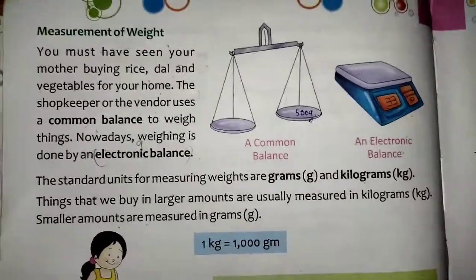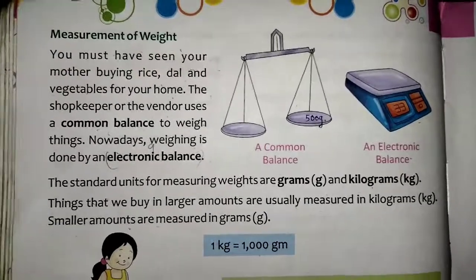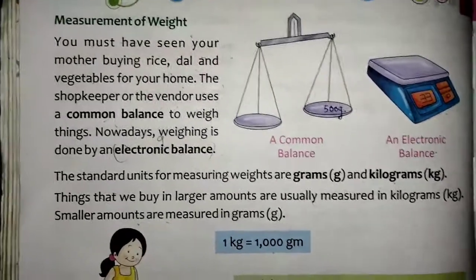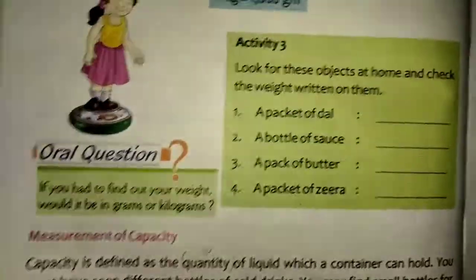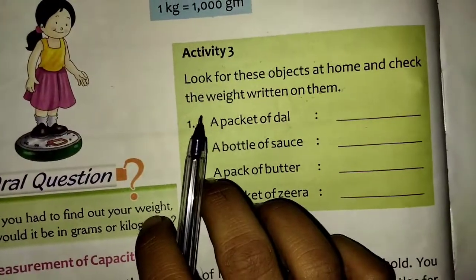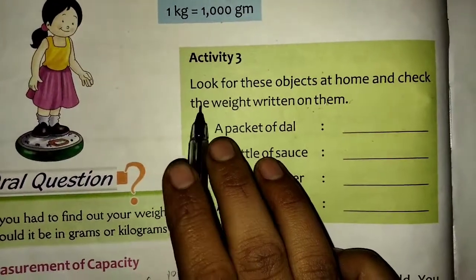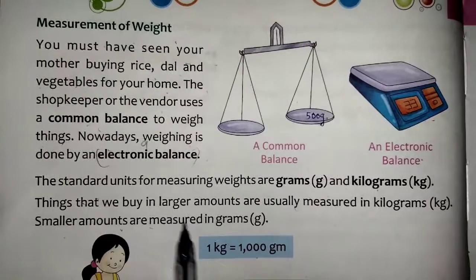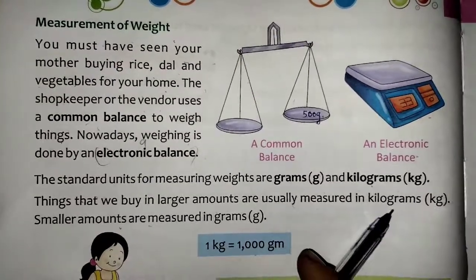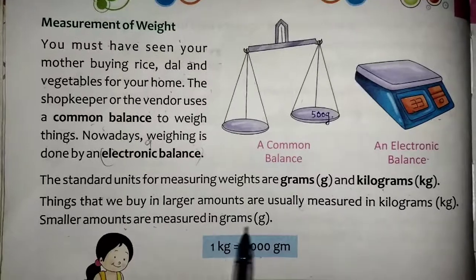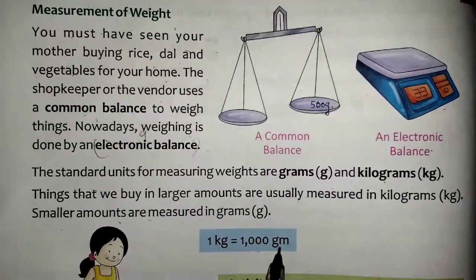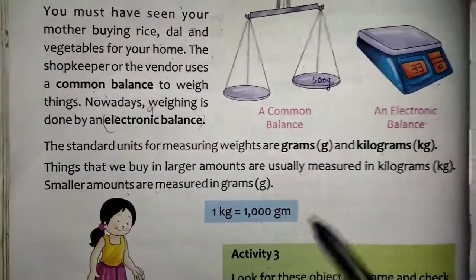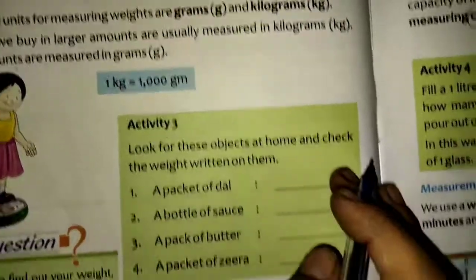You have to know this calculation. 1 kg is equal to 1000 gram. Now there is an activity, children, that you have to do in the house. Things that we buy in a large amount are usually measured in kilograms, kg. Smaller amounts are measured in grams, g. 1 kg is equal to 1000 gram. This I taught just now. This activity depends on this measurement. Let us see the activity, what it is.